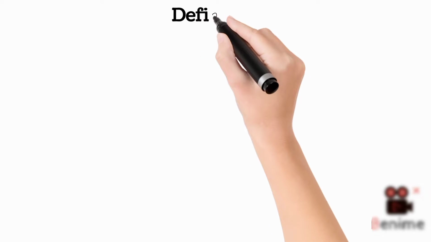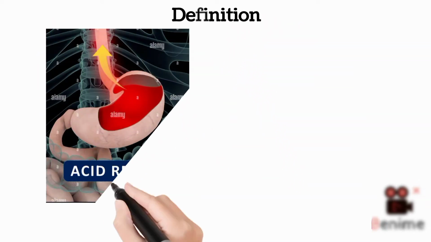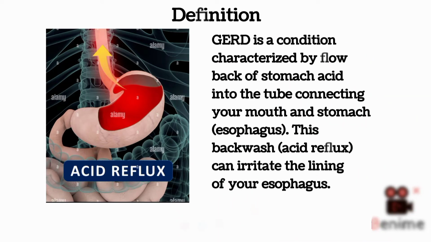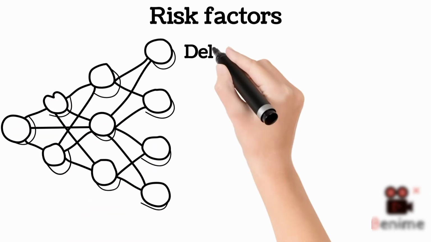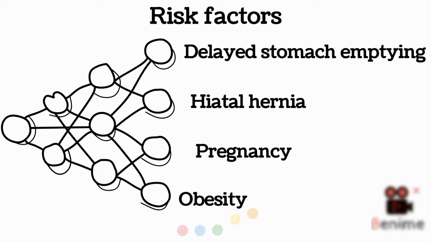GERD, by full meaning gastro-esophageal reflux disease, is a condition characterized by flow back of stomach acid into the tube connecting your mouth and stomach, the esophagus. This acid reflux can irritate the lining of your esophagus. Talking about the risk factors of this condition, we have delayed stomach emptying, hiatal hernia, pregnancy, and obesity.